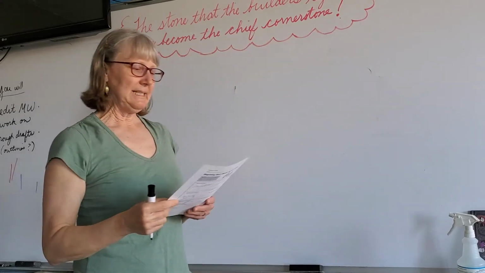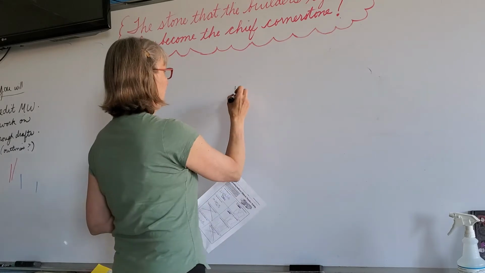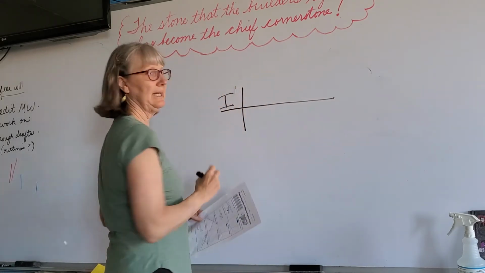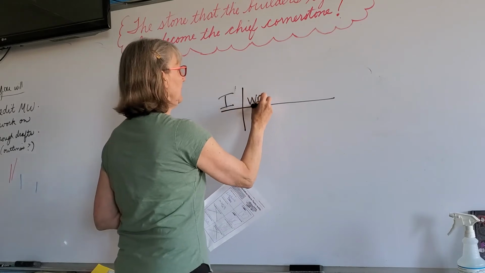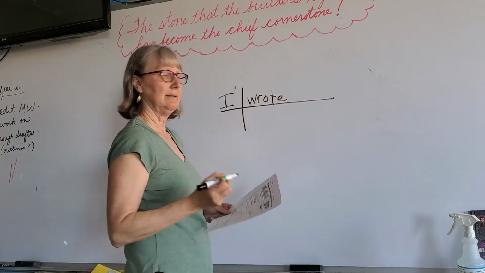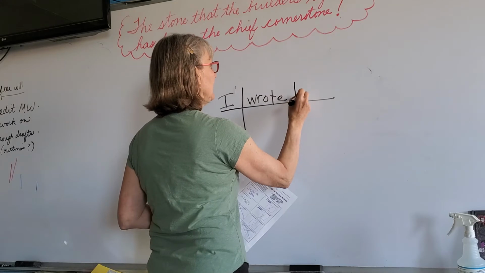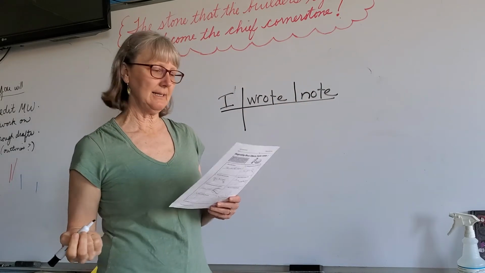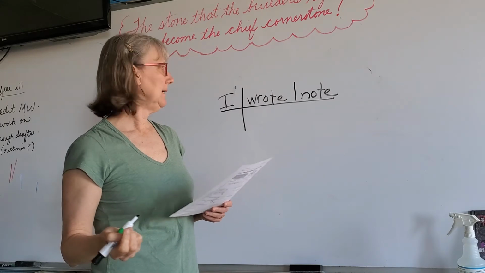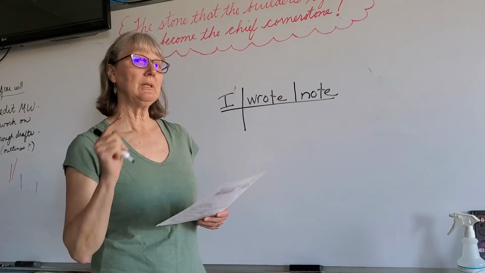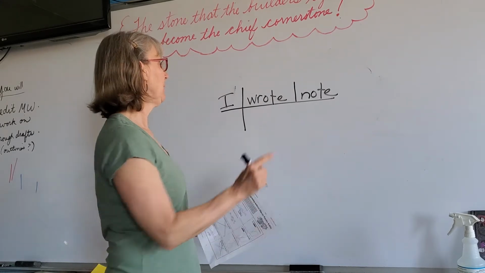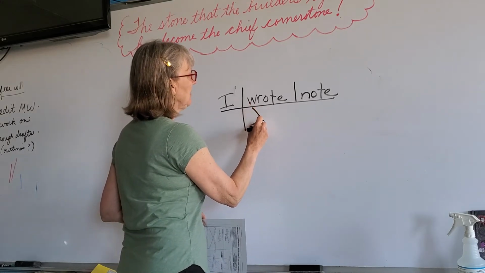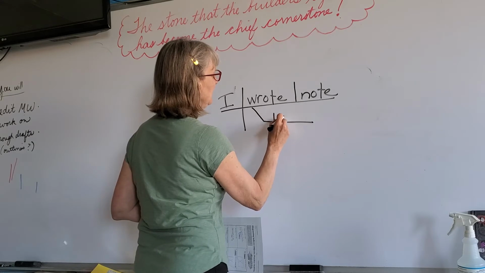Okay, number 1, I wrote Lindsay a note. What did I do? I wrote, what did I write? I wrote a note. Direct object, I wrote a note. I wrote note. That's the basic sentence. But there's more to it. I wrote Lindsay the note. I wrote the note to Lindsay. So I wrote it to Lindsay. So it's going to look like this. Little line comes off, and we're going to say to Lindsay.